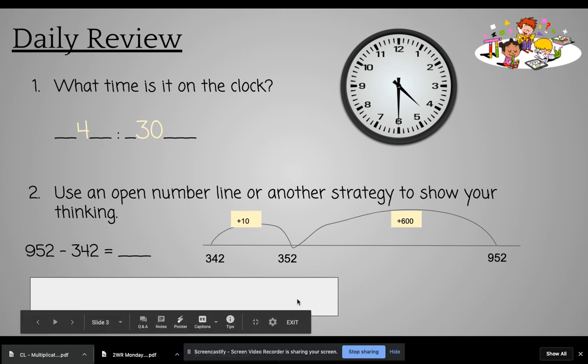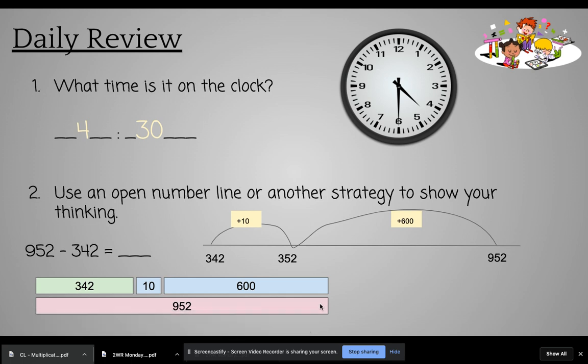But how might I show that another way? I could use a tape diagram, and I can show my pink square as 952. That's my total, and my smaller number was 352. And I want to find the difference between those 2 numbers. I want to be able to make them the same. So in blue, I added 10, and then I added 600 more to get my answer.